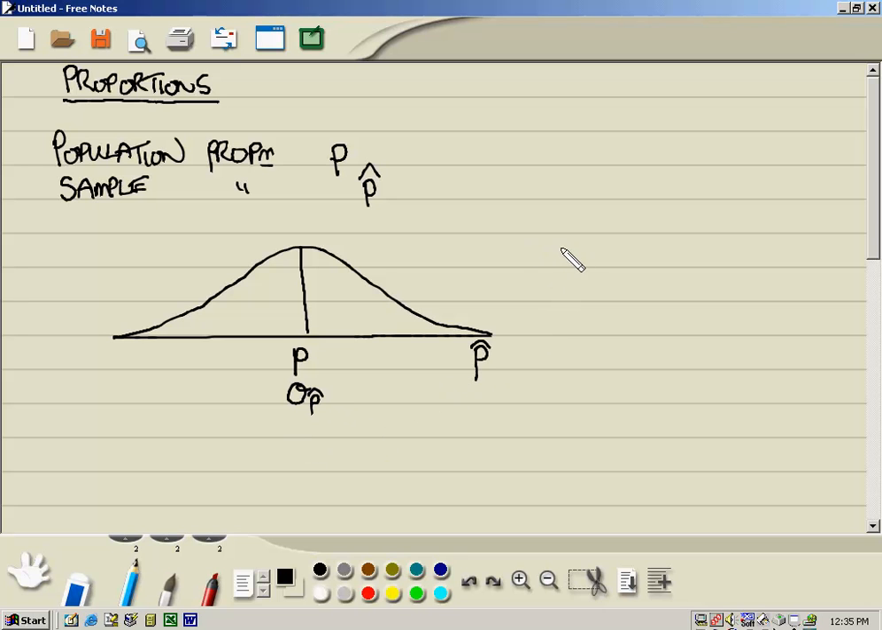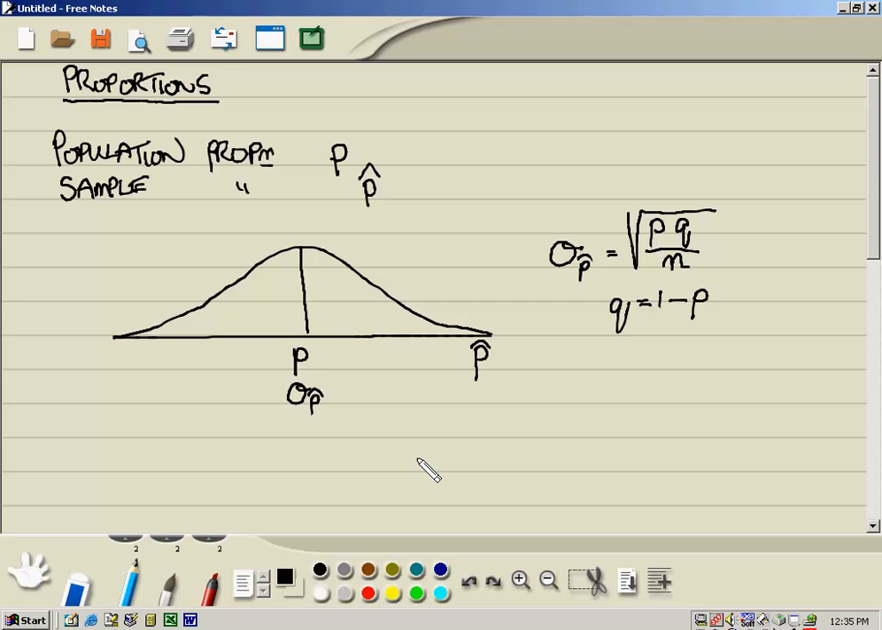The formula for sigma of p hat is the square root of p, the middle of that distribution, times q, its complement, divided by n. Remember q, the complement of p, is 1 minus p. So you could write the formula that way too: sigma of p hat is the square root of p times 1 minus p, divided by n.